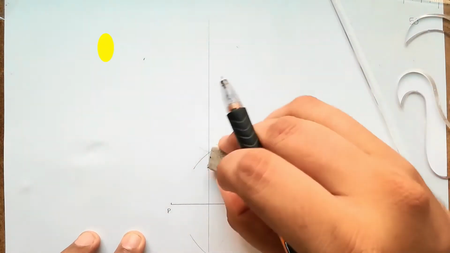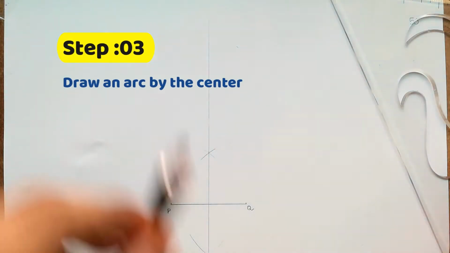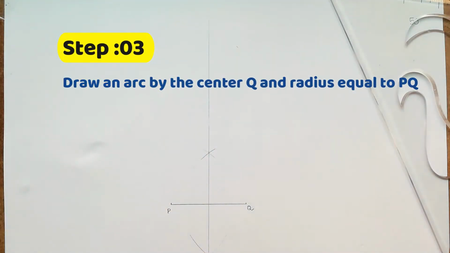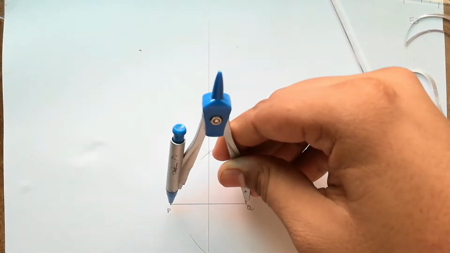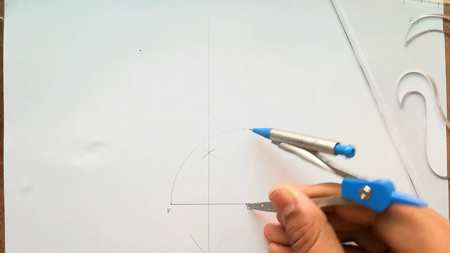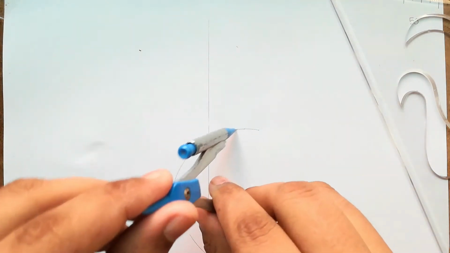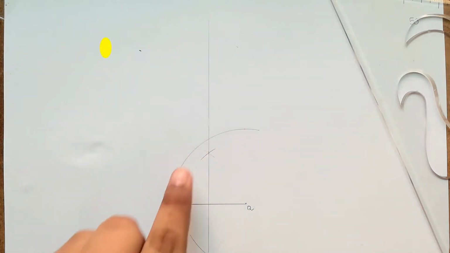Now, the next thing that we are going to do is to create an arc by taking Q as a center. Distance is equal to PQ. And we will make an arc like this. And we are going to keep this as a quarter arc.